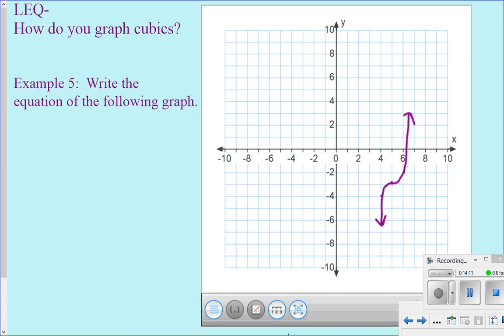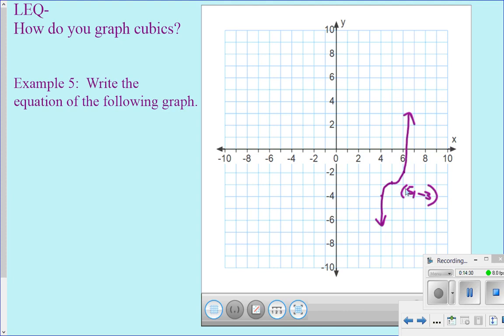Okay, next. So in this one, I gave you the graph. So go ahead and add that graph to your notes. And you're going to figure out what the point of inflection is and then figure out the equation. So I can see, looks like 5, -3. And I'm going to check the values to the right and to the left of that.